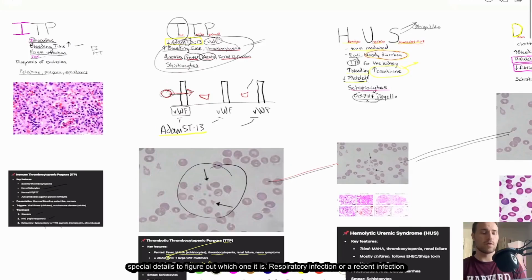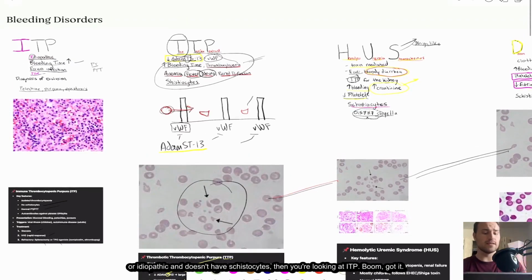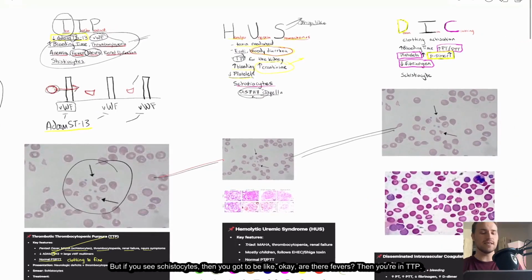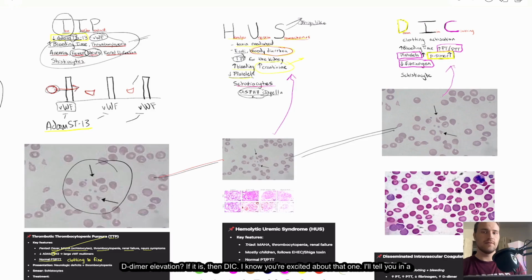If there's a respiratory infection, or a recent infection, or it's idiopathic and doesn't have schistocytes, then you're looking at ITP. Boom, got it. But if you see schistocytes, then you got to be like, okay, is there fever? Is there neuro? Okay, TTP. Oh, is there kidney involvement, creatinine elevated? If it is, then it's HUS. Oh, is there D-dimer elevation? If so, then DIC. And I know you're excited about that one. I'll tell you in a second.